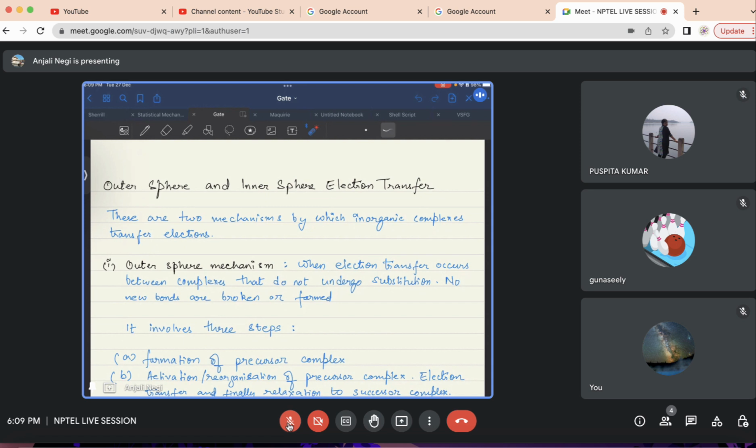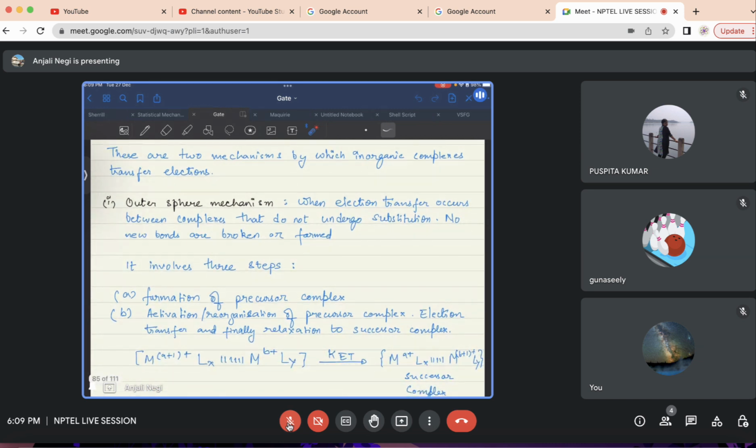We already have seen in our problem that we have a complex pair and we need to know the electron transfer rate. So first of all, what is the outer sphere mechanism? In the outer sphere mechanism, an electron transfer occurs between two complexes that do not undergo substitution. So what do we have to look into? In the outer sphere mechanism there is no substitution and there will be one electron transfer between the two complexes. So no new bonds are broken or formed. Whenever there is no substitution, no bond will be broken or formed, it will remain as it is.